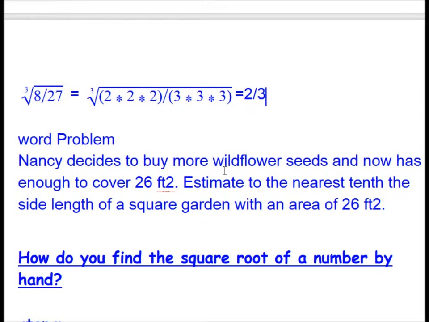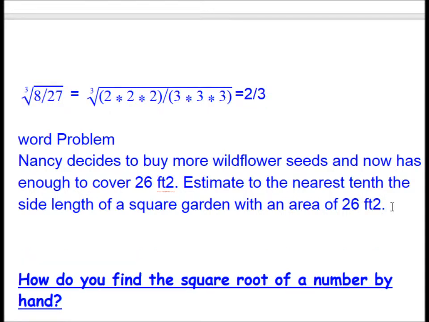Let's solve a word problem to understand more. Nancy decides to buy more wildflower seeds and now has enough to cover 26 square feet. Estimate to the nearest tenth the side length of a square garden with an area of 26 square feet. The garden is square, so both sides of the garden have the same length.